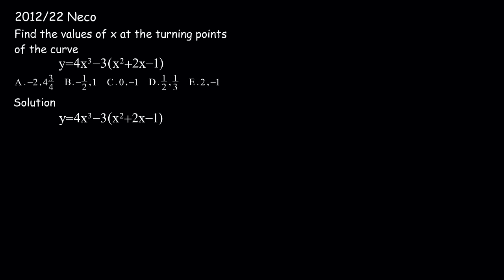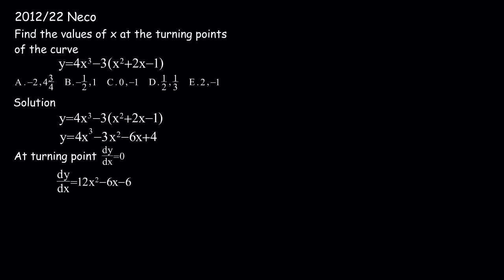Now we are going to be expanding our bracket. Doing so, our equation becomes y equals 4s cubed, and when we multiply through by 3, minus 3s squared minus 6s plus 4. Recall that at turning point, dy/ds is equal to 0, and when we differentiate our function, it becomes dy/ds is equal to 12s squared minus 6s minus 6. Now equating dy/ds to 0 in our answer, it becomes 12s squared minus 6s minus 6 equals 0. And to simplify it further, we divide all through by 6. When we divide all through by 6, we are left with 2s squared minus s minus 1 is equal to 0.